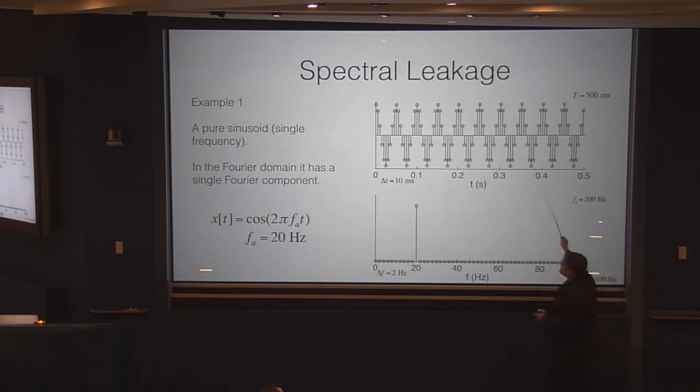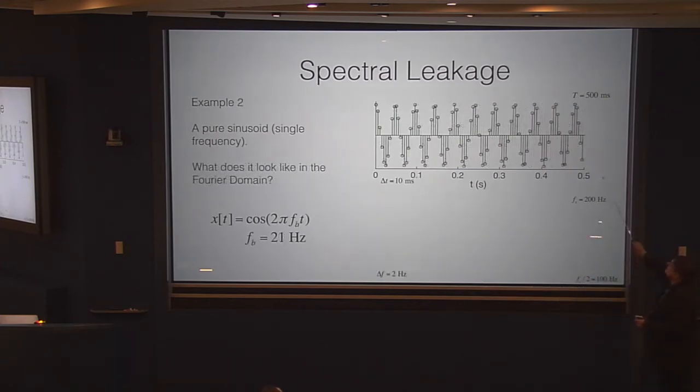All right, so let me get to the key issue here, which is that, forget about the sample time. Our t is 500 milliseconds long, our duration, which means that our delta f is 2 hertz. So we have 2 hertz resolution. And this particular signal is a cosine at 20 hertz. And so it just pops up here at 20 hertz, no problem.